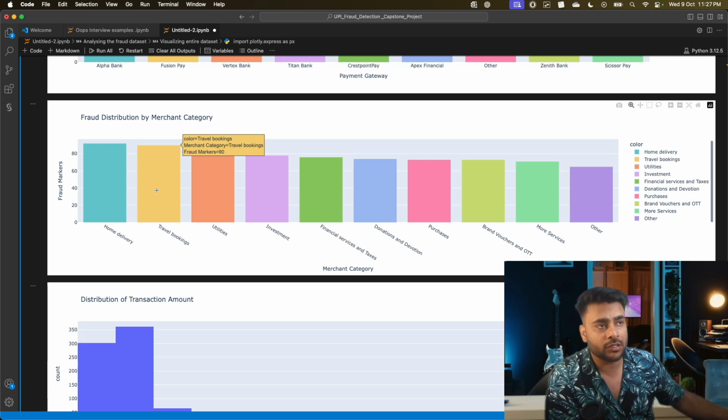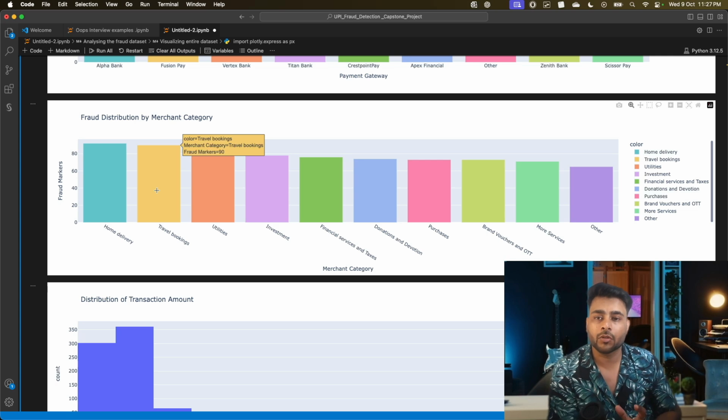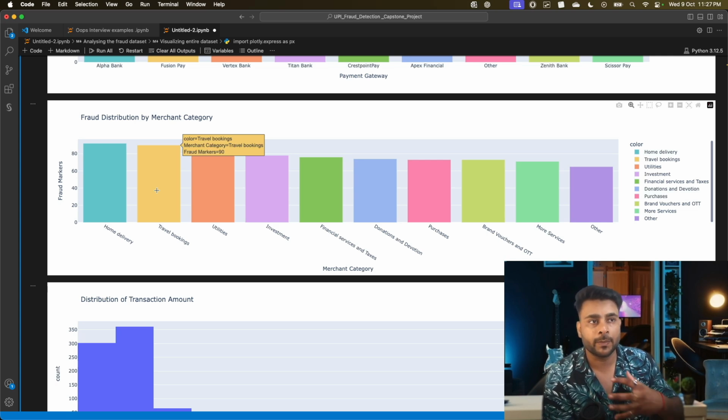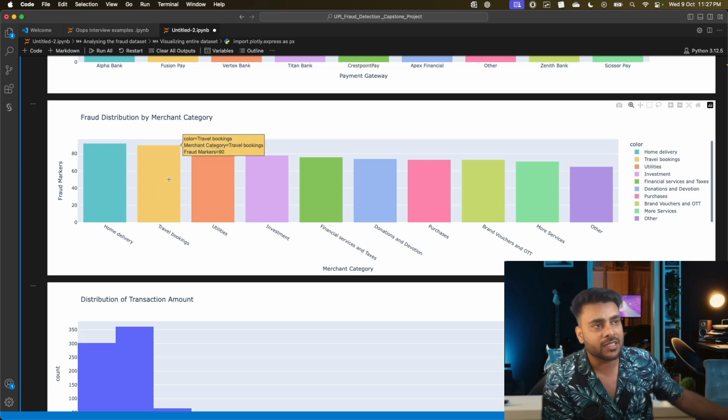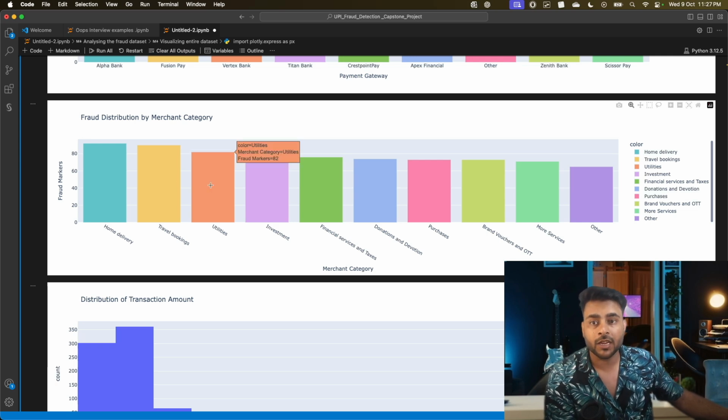Then we have travel bookings. When it comes to travel bookings, it's important to note that most travel bookings usually happen in advance. People plan for their vacation well in advance, which means that I'm paying for a service or an airline ticket maybe 6 months ago or 3 months ago or 4 months ago. So the chances of having that kind of fraud later on are quite high when it comes to traveling. For travel agencies or travel bookings, it might happen at times. So this is 90 markers for fraud. Utilities, we have 82, so we can pick accordingly.